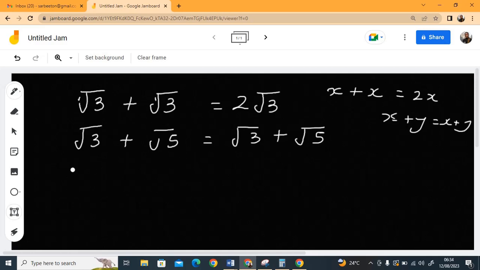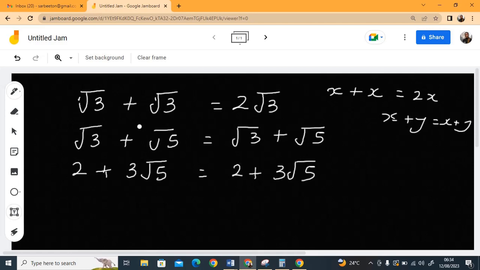Now if someone gave you, let's say, 2 plus 3 root 5, you might think to add them. No, you cannot add them because this 3 has a square root, but this 2 does not have one. They must be the same thing. So your answer is still 2 plus 3 root 5.